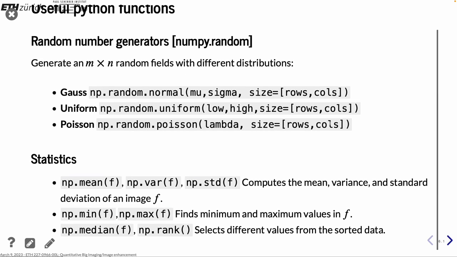And there we have the median and rank. The rank is when you sort all the values in the data, then you can select one fraction of it or one point of it. So the rank of the half number is the same as the median. And rank 0 is the same as minimum, and rank last element is the maximum value. So it's a collective function for all of these three.